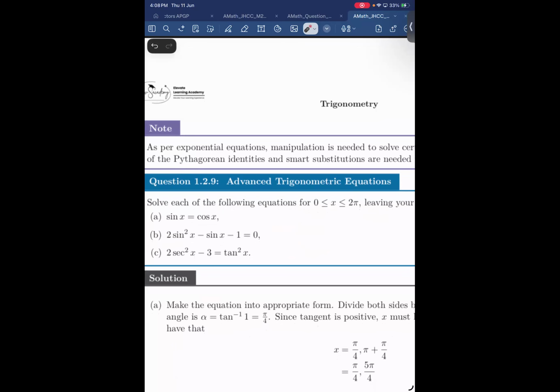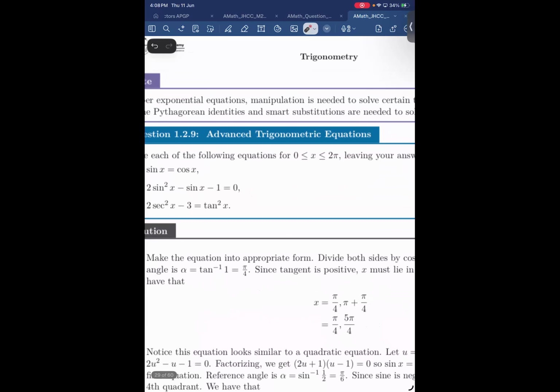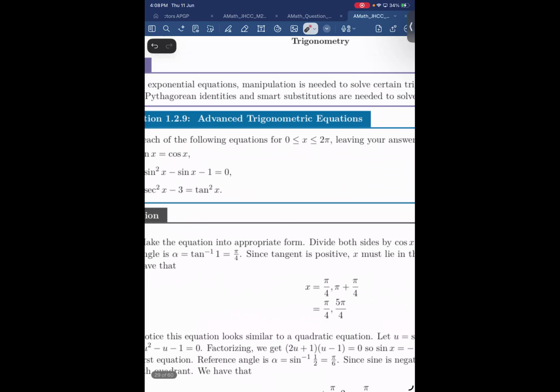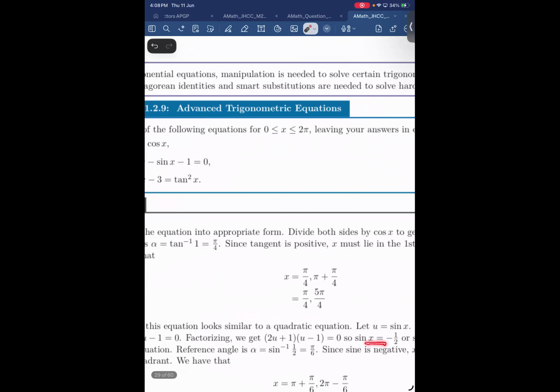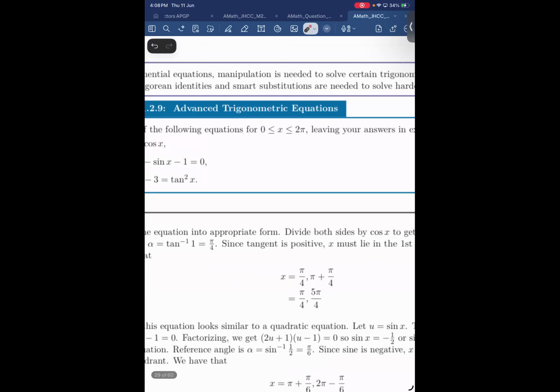For part B, it might seem a bit strange, but what you can do is factorize this equation. It's a quadratic equation in terms of sine. If you factorize it, you get 2 sine x plus 1 times sine x minus 1 equals 0. So sine x equals negative half or sine x equals 1. You basically have to solve two equations. For the first equation, the reference angle is pi over 6, and because it's negative, it must lie on the third or fourth quadrant, so you have two answers here.